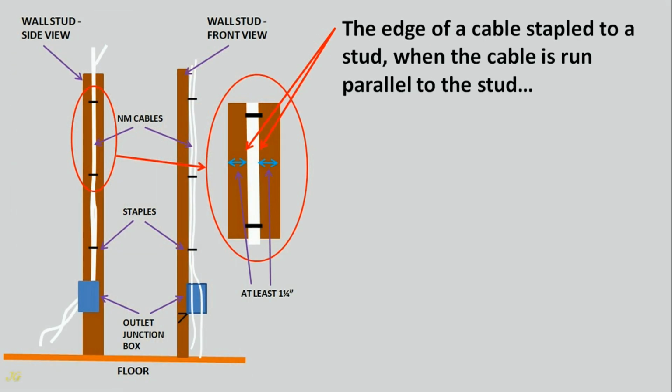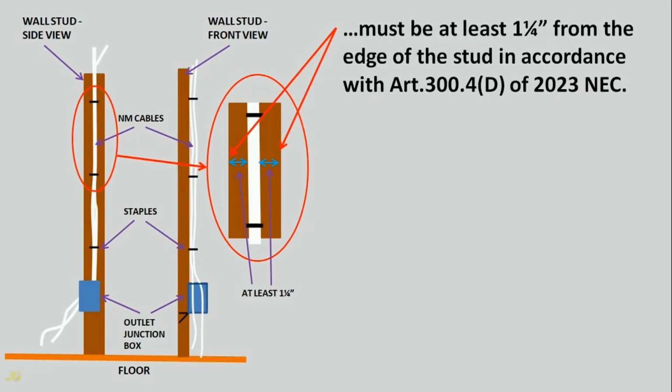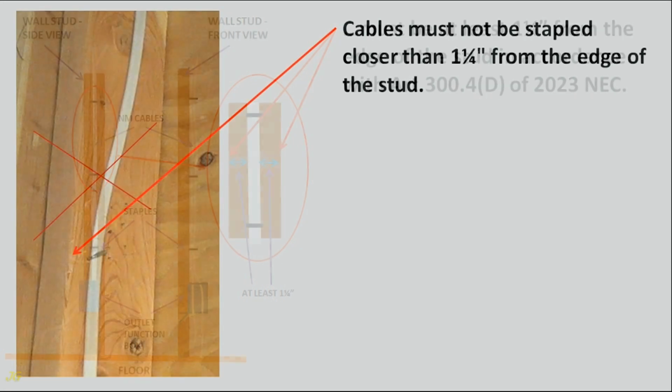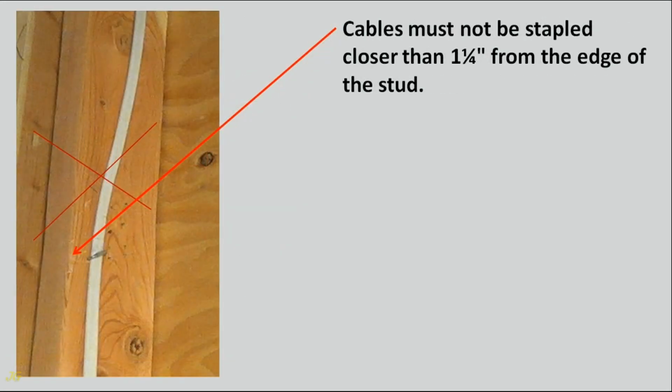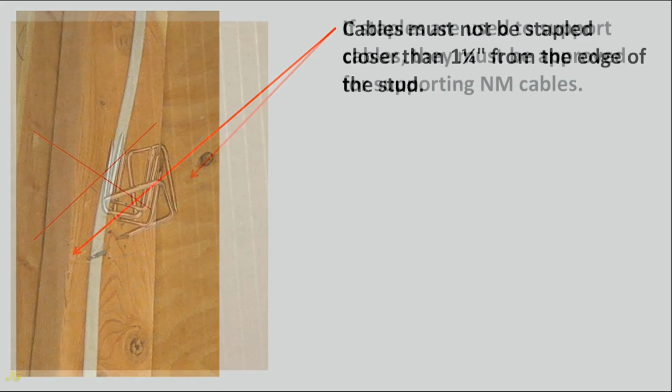The edge of a cable stapled to a stud, when the cable is run parallel to the stud, must be at least 1¼ inch from the edge of the stud in accordance with Article 300.4 D of 2023 NEC. Cables must not be stapled closer than 1¼ inch from the edge of the stud.